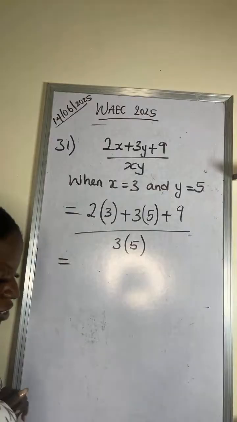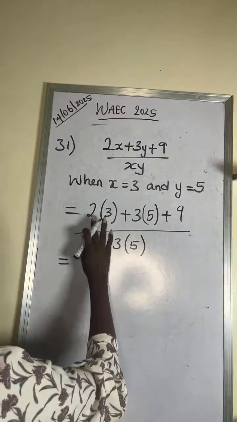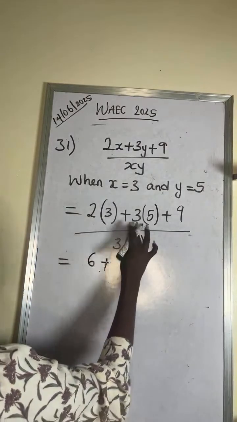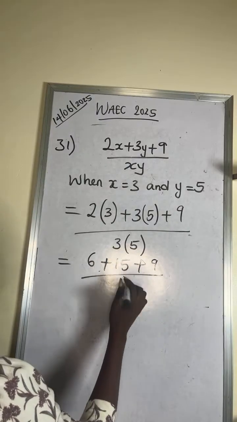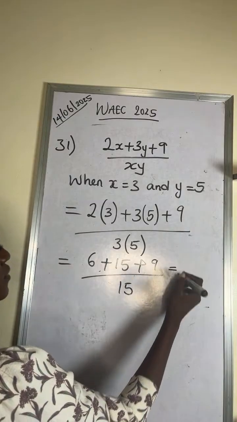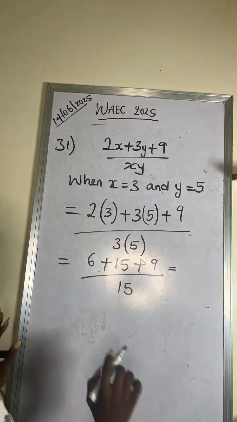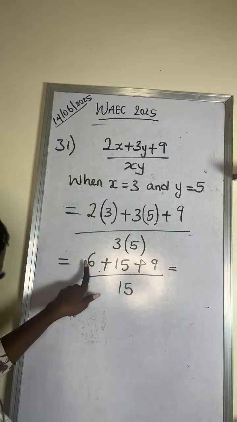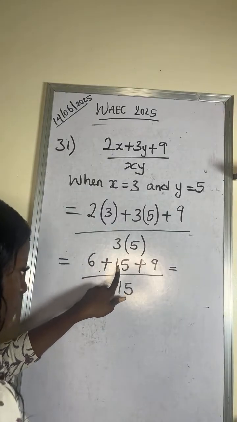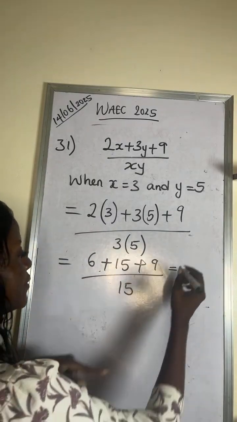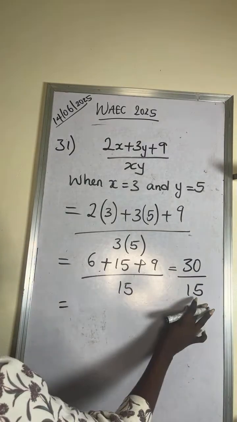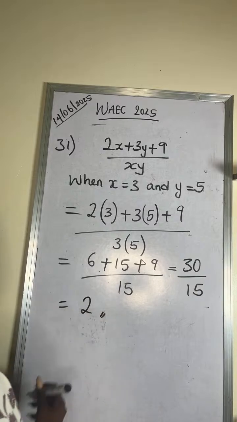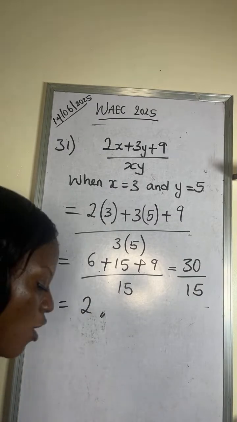Then open your brackets. If you have your calculator, feel free to use it. 2 times 3 is 6. 3 times 5 is 15. Plus 9. All over 3 times 5 is 15. So don't try to cancel out. Just do what you have in your numerator. 6 plus 15 is 21, plus 9 is 30. All over 15. So 30 over 15 is 2. So that is the value of the given algebraic expression.